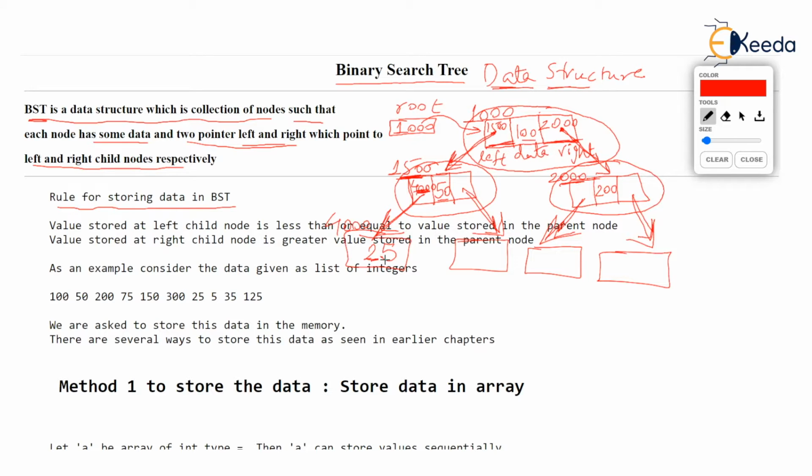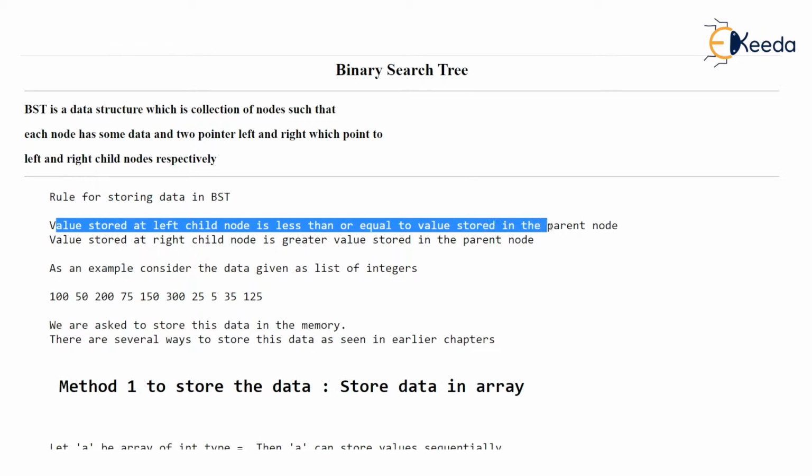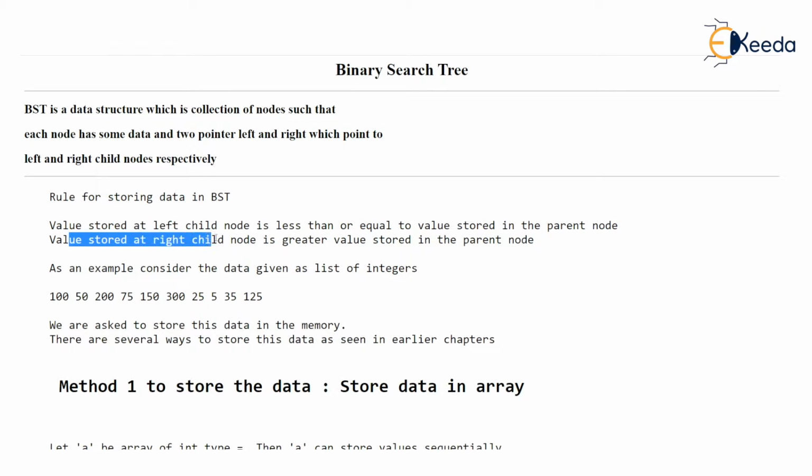So I will erase the slate and make it clean now. Neater diagrams can be drawn as we proceed. But what you notice about the rule for storing data in a binary search tree: the value stored at the left child node is less than or equal to the value in the parent node, and the value stored in the right child node is greater than the value stored in the parent node. I hope you understand. The example will speak enough.